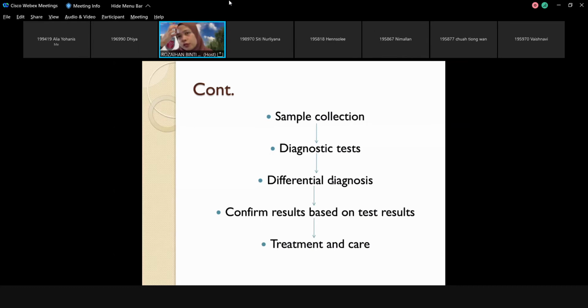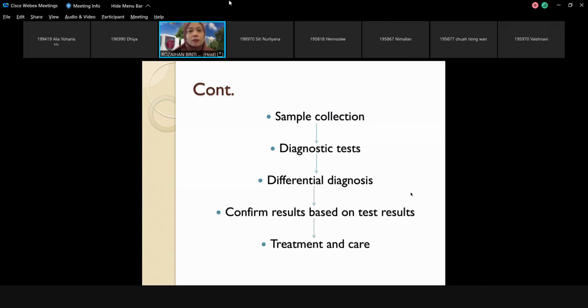Certain times you might not be able to send samples to the labs, but somehow you have to come out with at least a tentative diagnosis. If you're able to send samples to the lab, of course you can confirm your results based on the tests that you've run in the labs, and then you can come out with your final diagnosis or even your tentative diagnosis. In the meantime, you don't have to wait for the lab's result, but you can just proceed with your treatment.